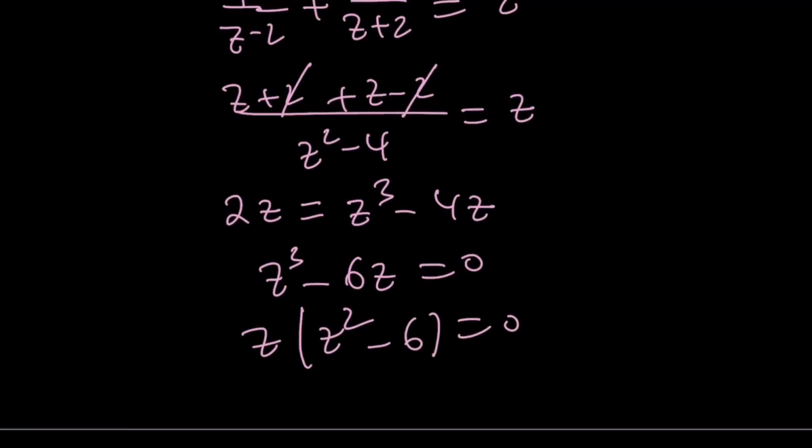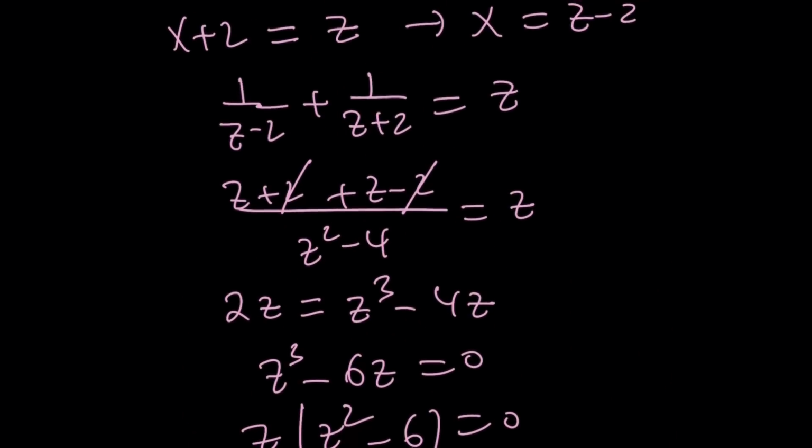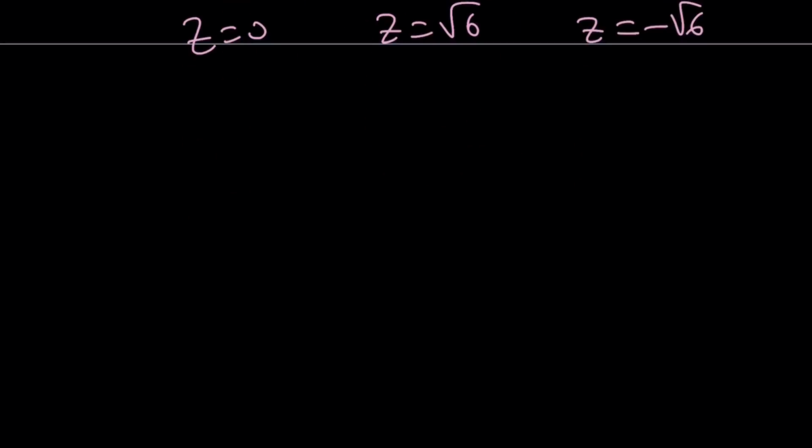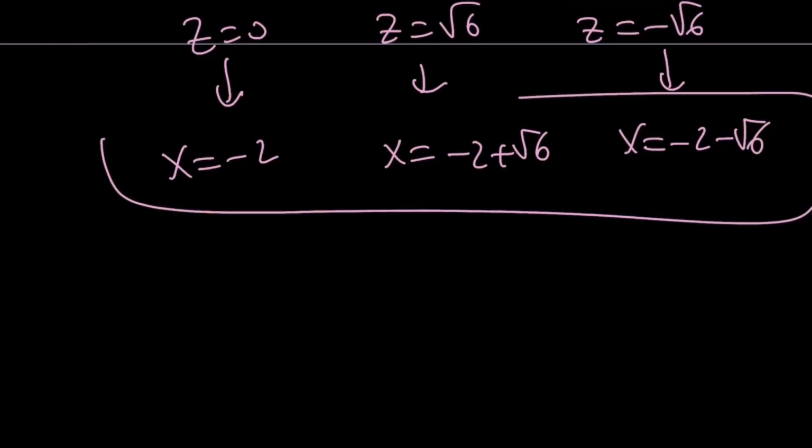And then from here we get the following. z equals 0, z equals root 6, and z equals negative root 6. But remember, z is x plus 2, or x is z minus 2. So from here, x is going to become -2. From here, x is going to become root 6 minus 2, or you can write it as -2 plus root 6. And this is going to become x equals -2 minus root 6. So those are going to be all the solutions like before.